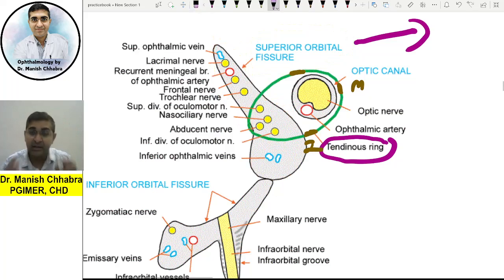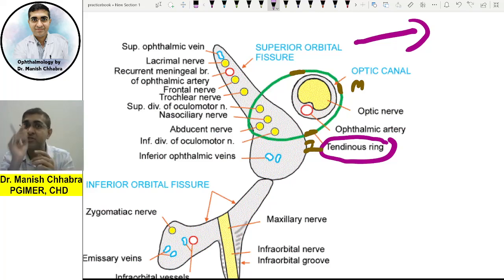Now, what are the structures that pass through the superior part of the superior orbital fissure? So remember LFT. What is LFT? That is liver function test. Yes, but here we will use the mnemonic LFT to remember the nerves which are passing through the superior part of the superior orbital fissure. So L for lacrimal nerve, F for frontal nerve, T for trochlear nerve.